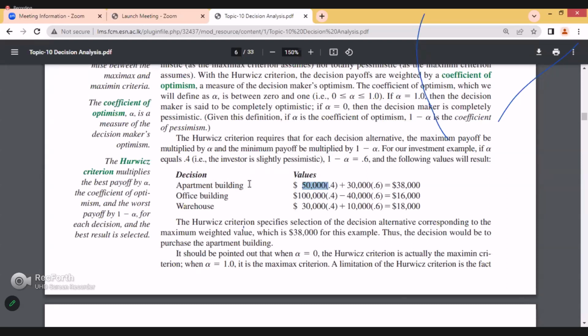That is for apartment buildings. Similarly, for the office building, 1 lakh has to be multiplied by 0.4. The balance has to be multiplied by minus 40. Net effective 16%. For the warehouse, 30,000 has to be multiplied by 0.4 plus 10,000 multiplied by 0.6. Then the absorption is 18,000.